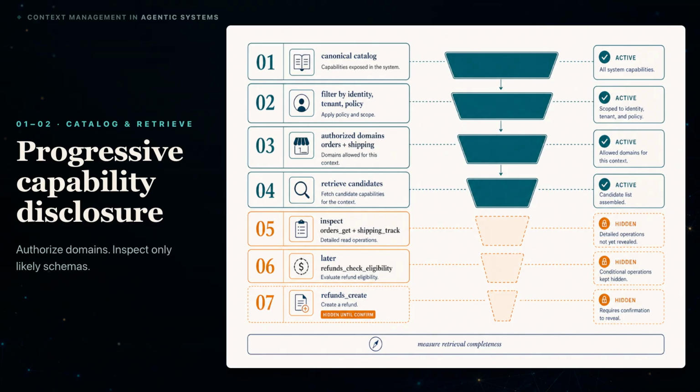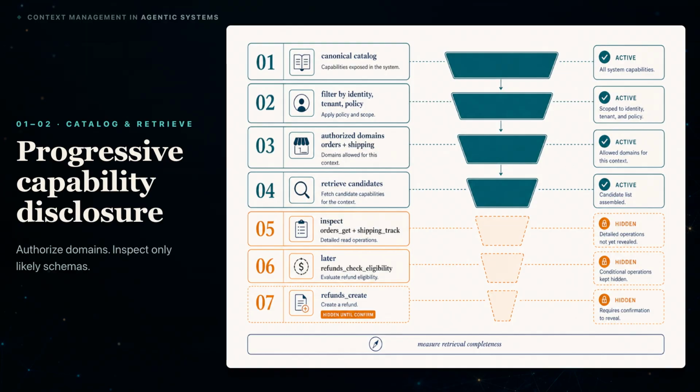Tool retrieval is specialized retrieval. User language and tool descriptions may not share the same words, and multi-step tasks can require capabilities that become obvious only after earlier results. Third, inspect full schemas only for likely candidates, such as orders get and shipping track. After the order state returns, retrieve refund eligibility. Keep refund creation hidden until eligibility is known and the user confirms the action.